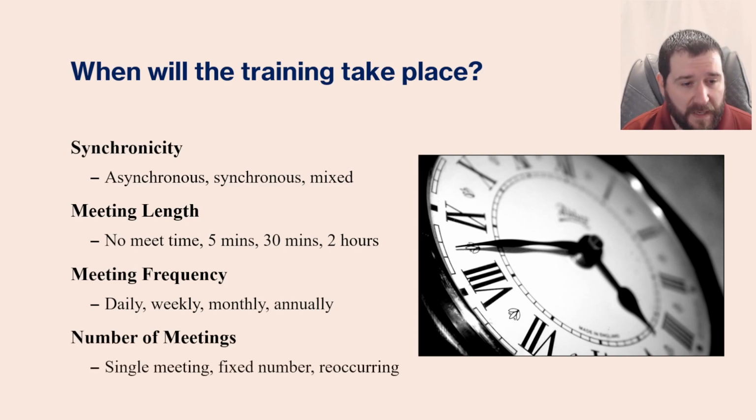Also, the number of meetings. Okay, we mentioned before there might be a single meeting. There might be a fixed number. We're going to do 5 training sessions and move on. Or sometimes it's a reoccurring training. Maybe you have to meet once a month or once a year to re-up on this training to confirm that you know this content, right? All of this information is important when you're figuring out how best to design your training, right? And the needs of that training.